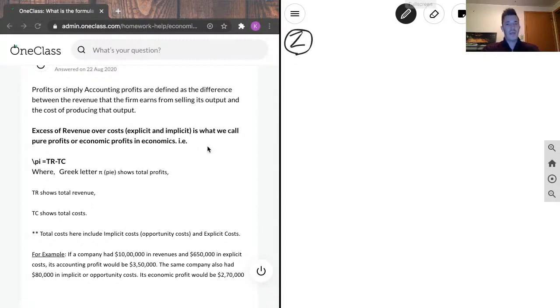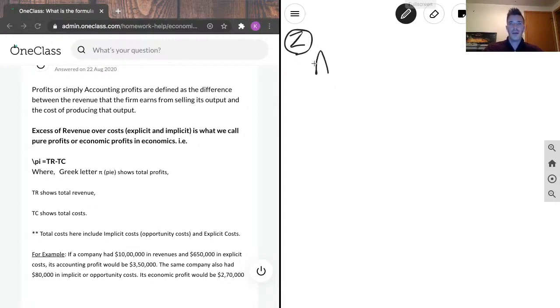For example, if a company had 10, that was confusingly written, I think they meant 1 million in revenues and 650,000 in explicit cost. Its accounting profit would be 350,000. Same company also had 80,000 implicit or opportunity costs, and its economic profit would be 270 million.